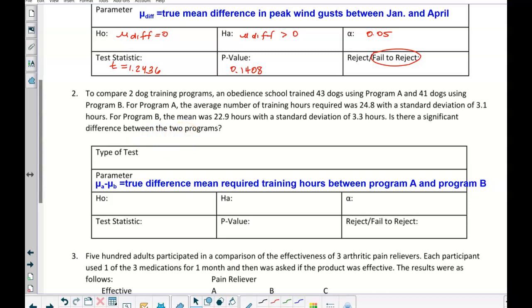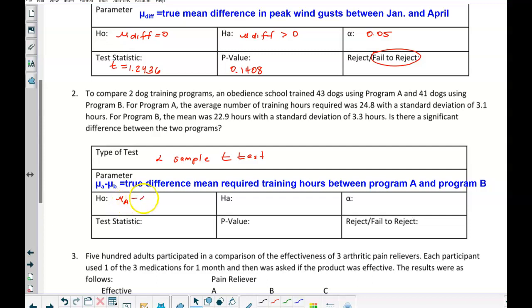Okay, so we have 2 separate samples, and the variable of interest is the average number of training hours, which is a quantitative measurement. So that's going to be a 2-sample t test. So we would define a parameter as mu A minus mu B. Now we're looking for the difference of the means as opposed to the mean difference. We have two separate means that we're comparing.